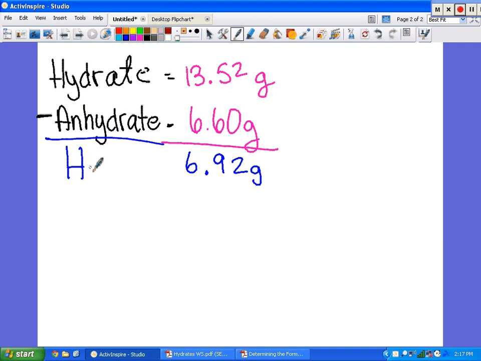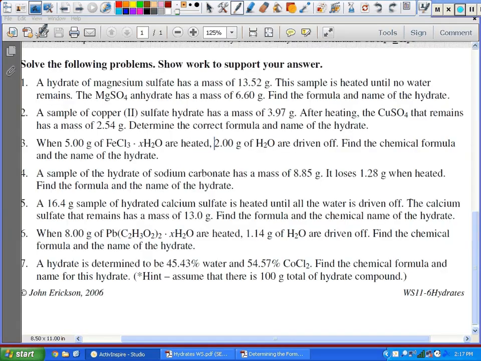What's wrong? Shouldn't the anhydrate be on top because you're subtracting the hydrate from the anhydrate? No. The hydrate is the highest mass because it's got the water attached to it. Look at the question. It says the sample is heated. The anhydrate has a mass of. If you flip it over, you're going to get a negative number. You can't have a negative mass. Okay. Does that make sense? Yes. Okay. All right. Now we're in grams. What do we need to do next? Convert it to moles. Very good.